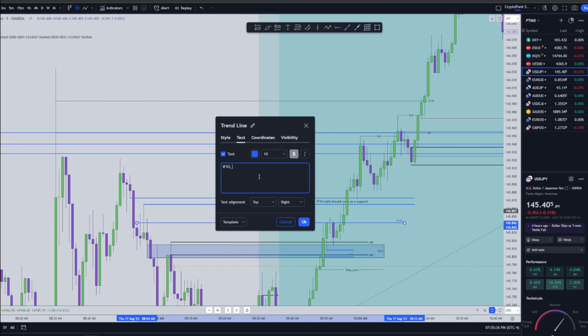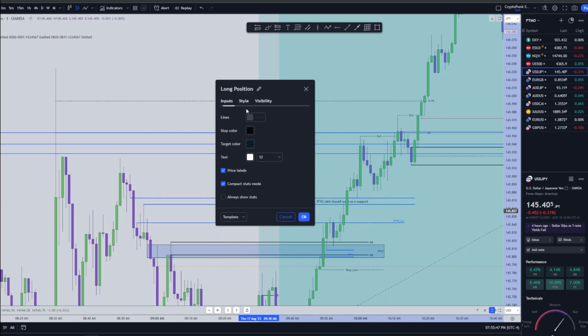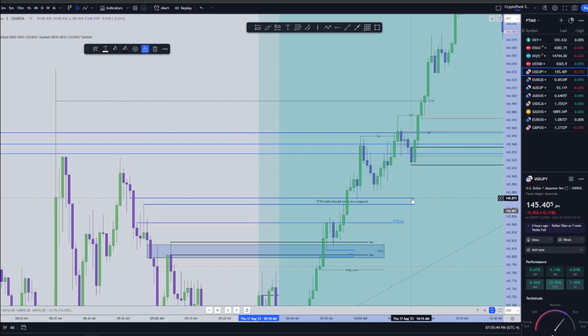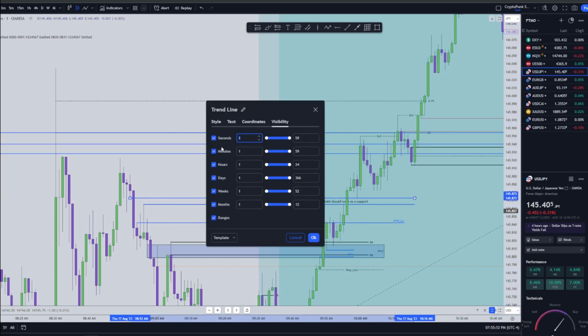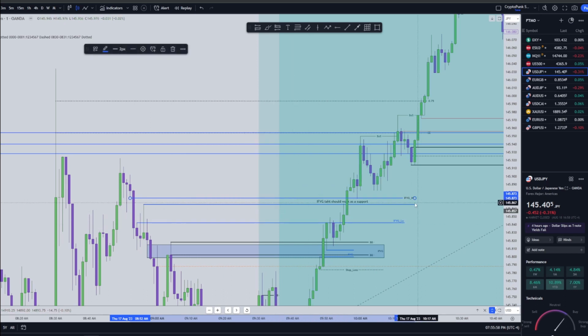As you can see, that IFVG low was working as resistance for a long time. Oh sorry, I might have selected the wrong one. Yeah, so the high. I want to see the IFVG high working as support as well. So it worked as support, went up, and the next candle went impulsively up.